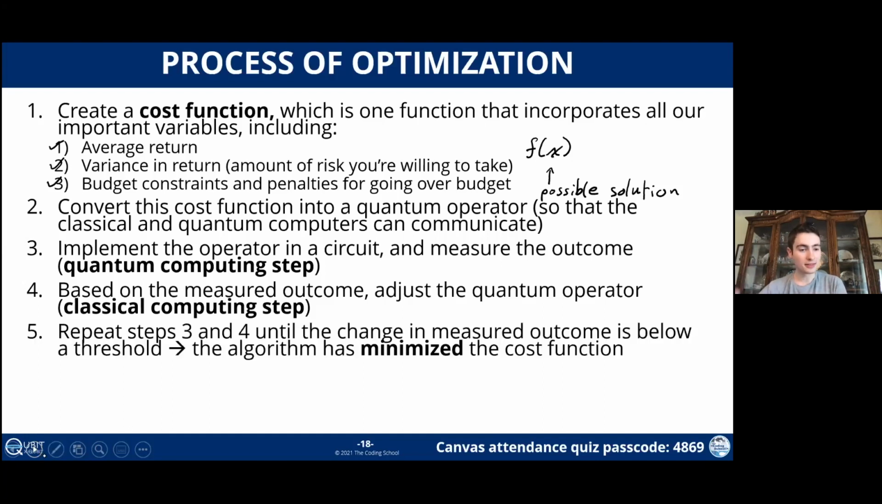And then we're going to repeat this. So steps 3 and 4 are the quantum classical loop, where you jump back and forth until the change in the measured outcome is below a threshold, and we conclude that the algorithm has minimized the cost function. So very much like when you were guessing my age or guessing my height, and we sort of converged on a solution, here you'll see that we jump around a lot at the beginning, but eventually we start to hit a local minimum, right?